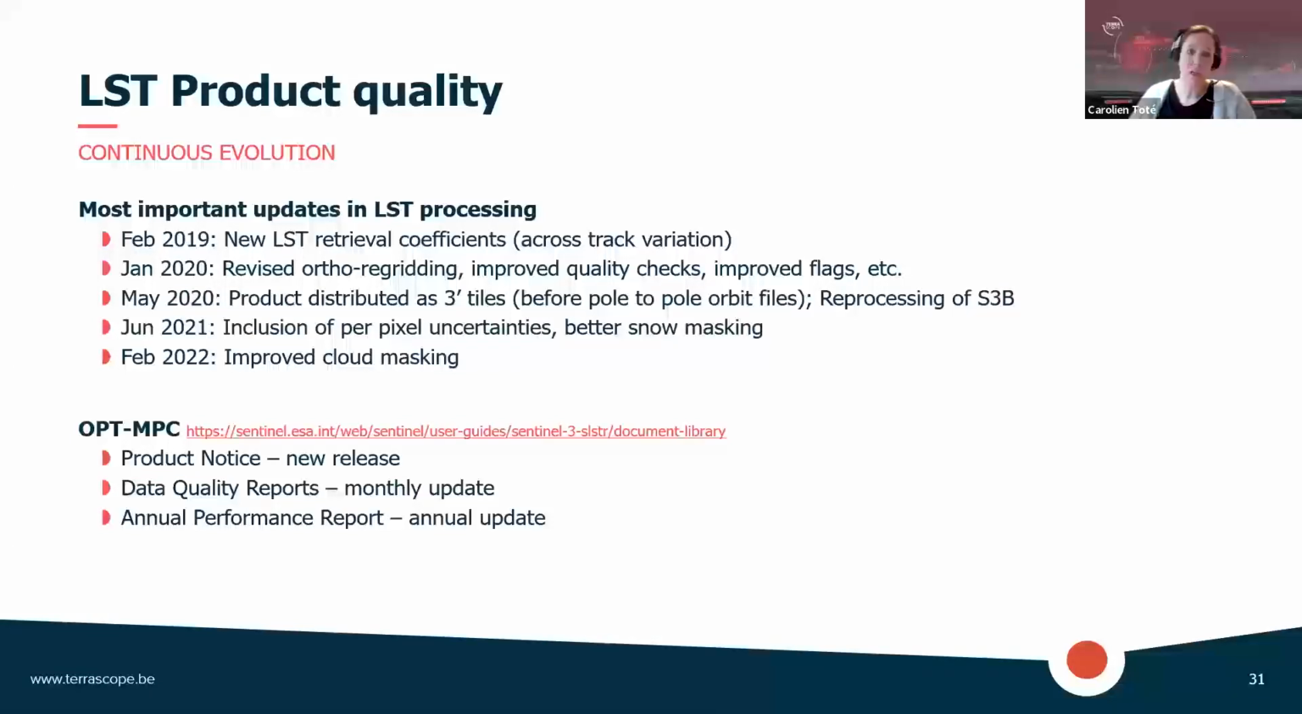So same story here. The opt-MPC does routine validation of these products and also provides information to users every time a new release is done. So these product notices, data quality reports, and annual performance reports are available in the document library online.